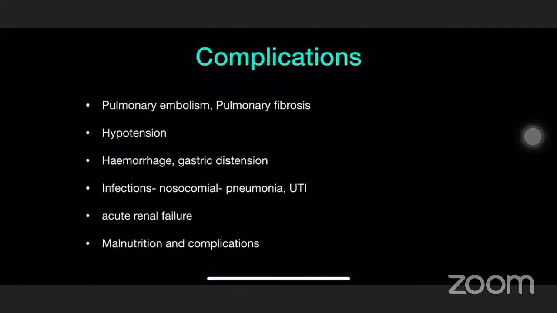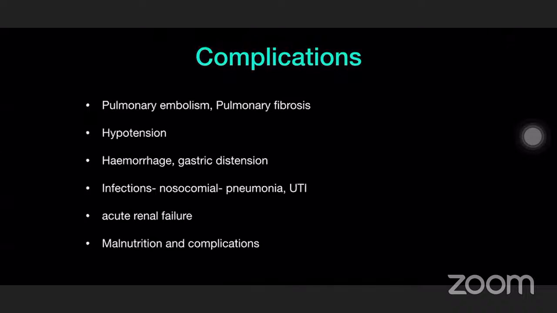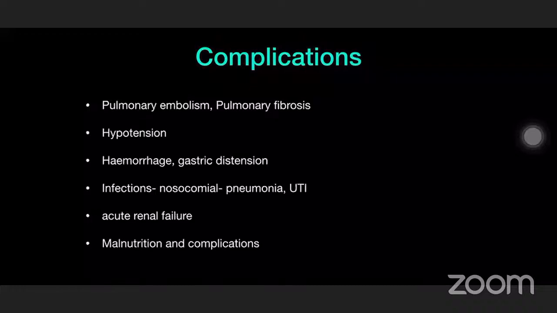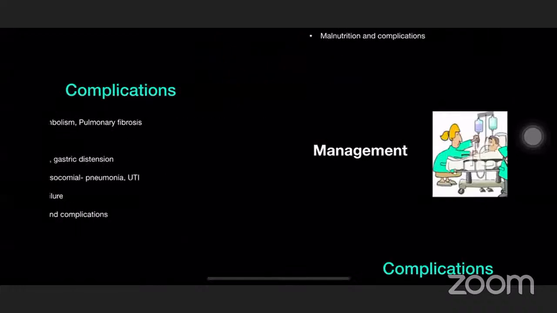Now we'll see the complications of respiratory failure. The first one is pulmonary embolism, pulmonary fibrosis, hypertension, hemorrhage, gastric distension, infections such as nosocomial pneumonia, UTI, acute renal failure, and malnutrition and complications.